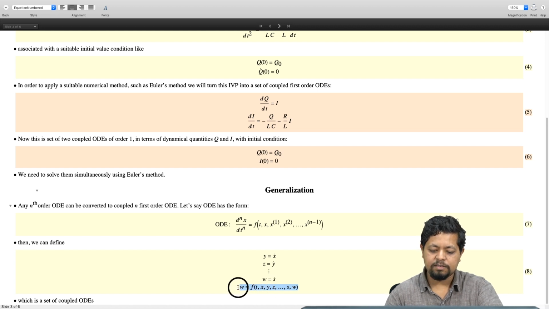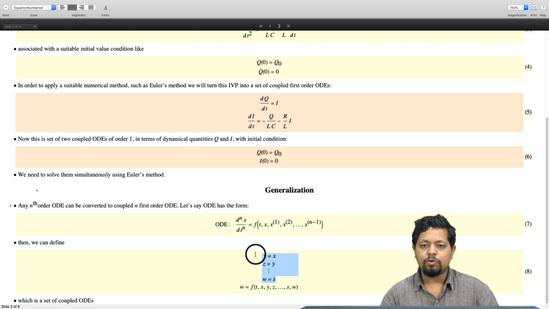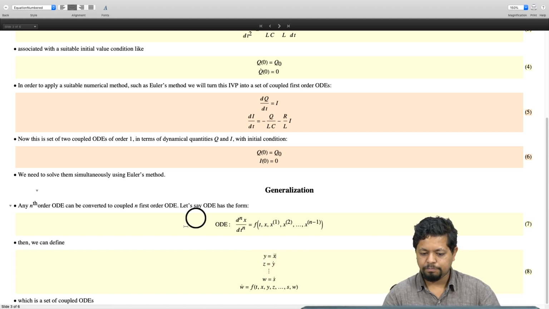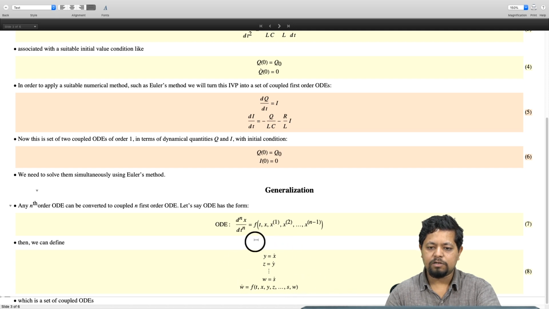Then my w dot, which is the nth derivative of x, becomes a function of t, x, y, z, s, w, etc., where I take t, x, y, z up to w, all of them as independent variables, and I simultaneously evolve them using this set of differential equations. This is the equation of motion that was given to you, and these are the auxiliary equations that you wrote down in order to convert this equation into a set of first order ODEs. Now notice that all of these equations are first order differential equations. So now we can go ahead and implement Euler's method on that.